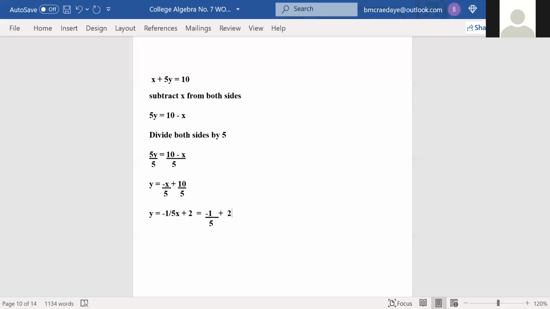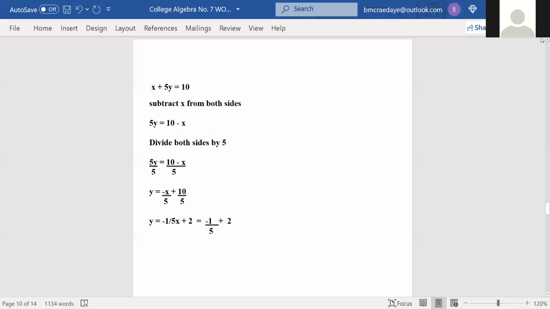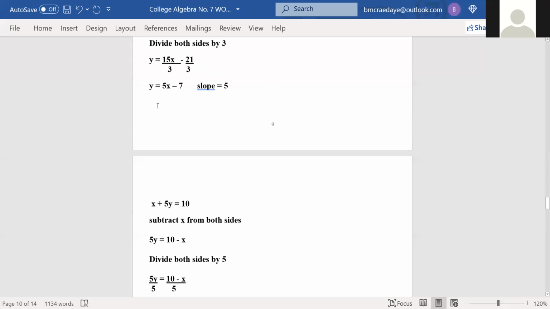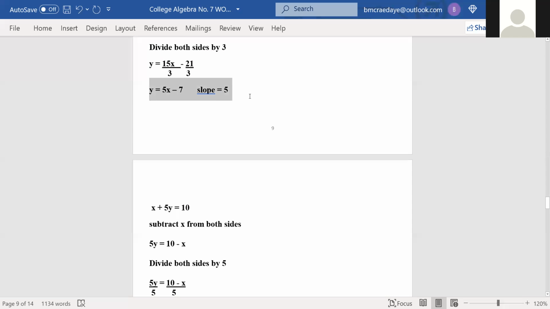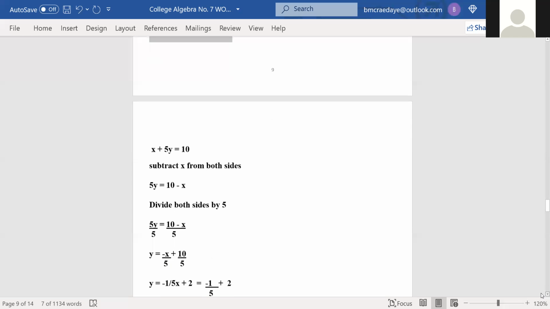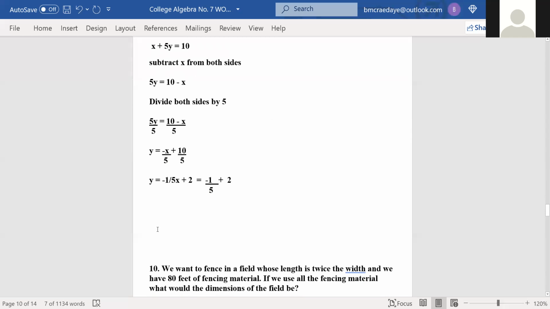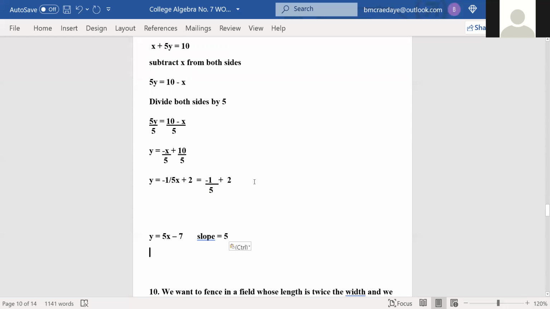Okay. Now, this one, let me go back up to the other one, and so you can see the difference in the slopes. Let's just copy this here, where the slope was 5. And I'll copy that here. So the slope is 5 here. And this one, what's the slope for this one? This should be an X here. X minus 1/5 X.